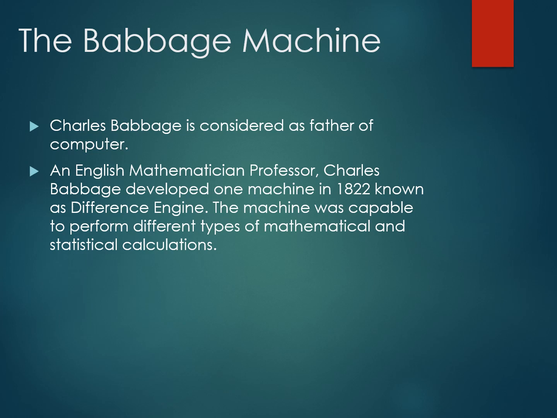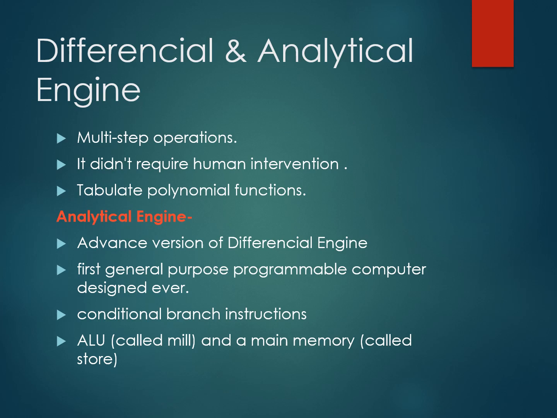Charles Babbage was the first person who gave the concept of the modern digital computer. He also provided the definition of a computer, and thus he is known as the father of the modern computer. The Difference Engine can be considered the first computer that was capable of performing multi-step operations automatically. It didn't require human intervention at every step. It was a calculator and computer designed to tabulate polynomial functions.